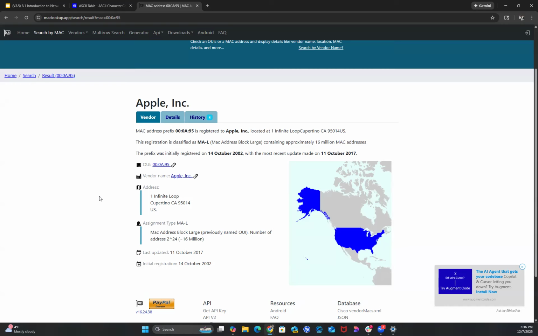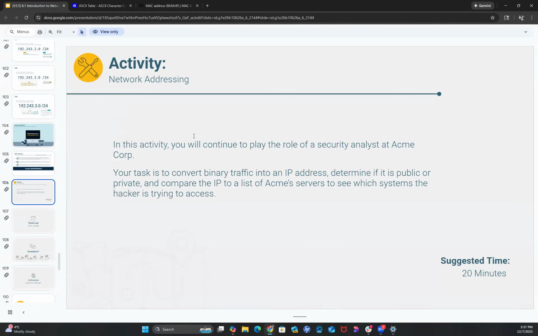A switch uses the MAC address within the LAN to direct the traffic to a specific device. We'll cover how a switch obtains the MAC address of a device in the next lesson. Basically, we tried to cover how you determine the MAC address and use it in cybersecurity. Now there is a network address activity. Any questions?